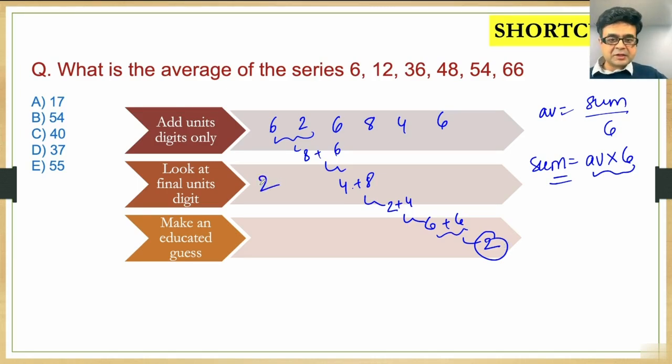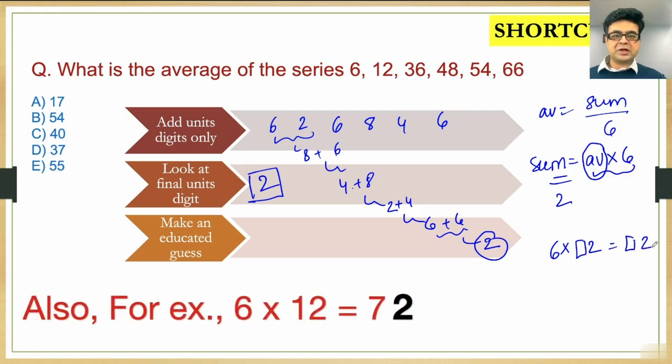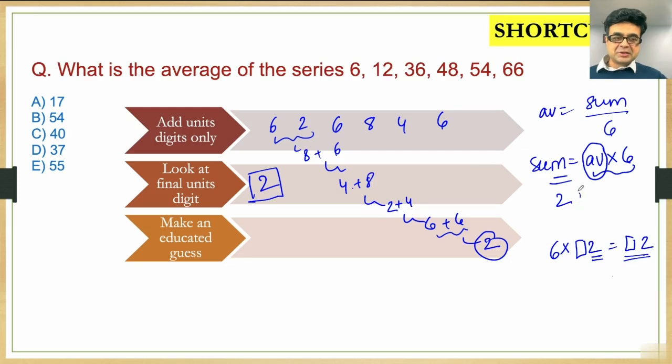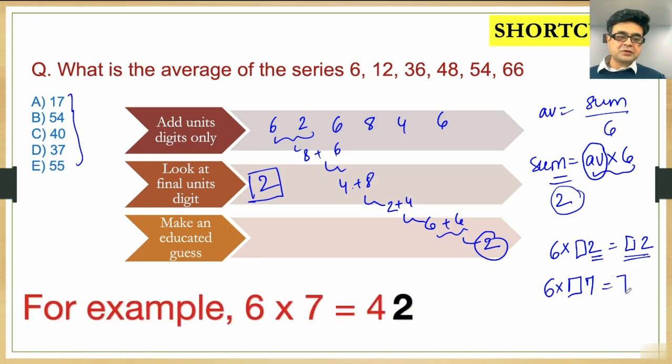So when I look at my final units digit, it is 2. So if my sum has a units digit of 2, what can be the units digit of the average? So 6 multiplied by anything with a units digit of 2 gives me a units digit of 2, right? 6 2s are 12 and so on. However, as you can see, the sum has the units digit of 2, but none of the answer choices have a units digit of 2. So this is completely out. Right? The other possibility is 6 multiplied by any number which has 7 in the units digit gives you a number with 2 as a units digit of the sum.